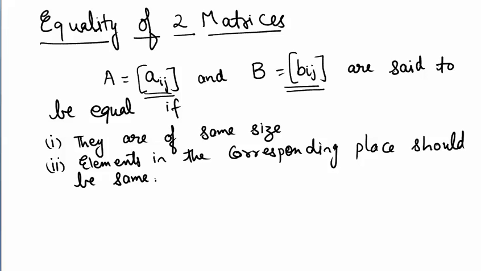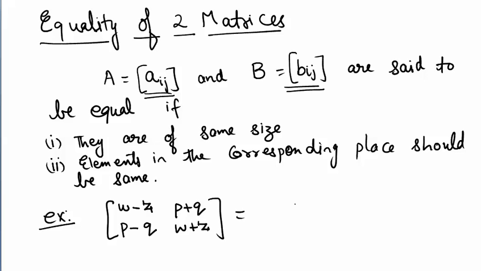Now this is an important thing. Once we solve questions, we'll come to know how GATE has asked questions on this. For example, let's say there is a matrix represented by W minus Z, P plus Q, P minus Q, and W plus Z, which is equal to, let's say, 8, 1, 3, 2, right? So this is a matrix equality.